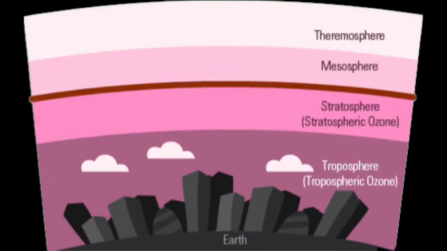Ozone is a natural gas composed of 3 oxygen atoms. Its chemical formula is O3. Environmental scientists have classified ozone into 2 sections, good ozone and bad ozone.